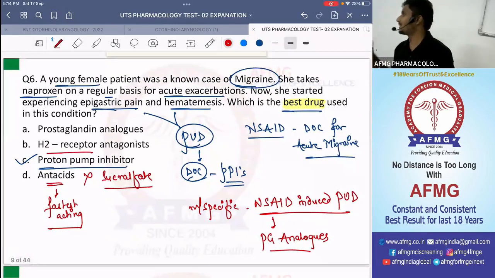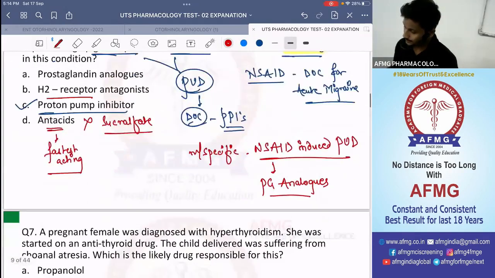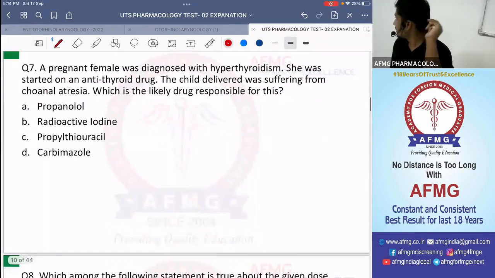Either they will give the best drug, the drug of choice, or, if they want to ask about prostaglandin analog, they will always mention the most specific drug, or the action, or the drug which will reverse the action. Something like that they will ask. Okay? That is the thing. Moving further, question number 7 now.